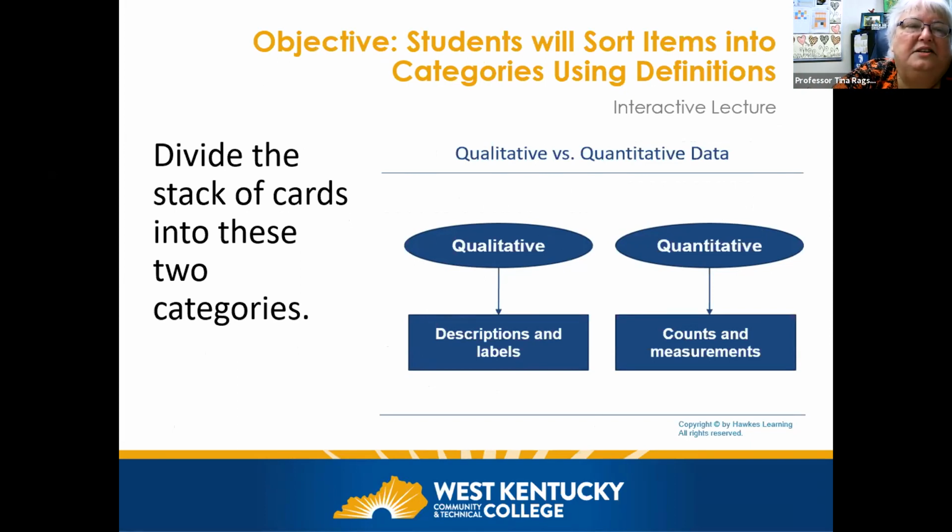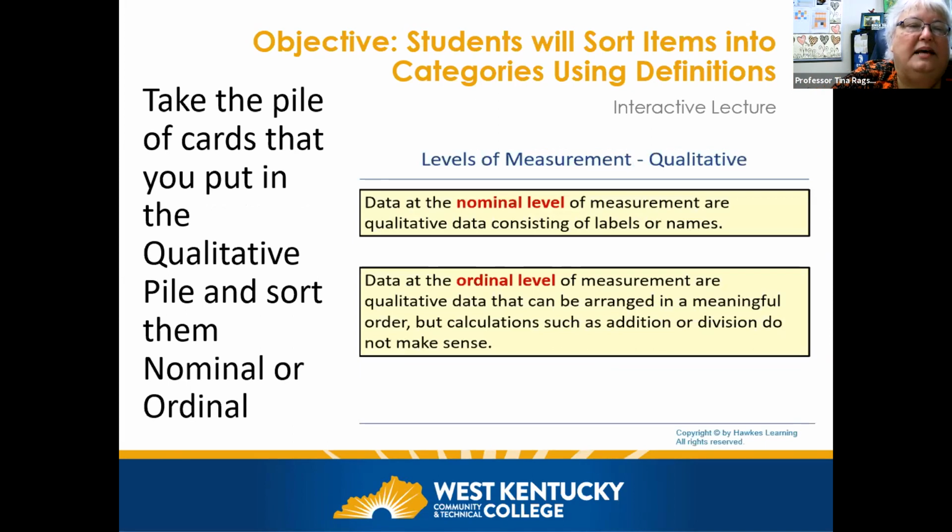And I say, okay, here's your cards. This is the definition of qualitative. This is the definition of quantitative. All right, now let's pause. You take all those cards in front of you and sort them. Which ones are qualitative, which ones are quantitative? And they do that. And then we stop and we talk about what nominal and ordinal means.